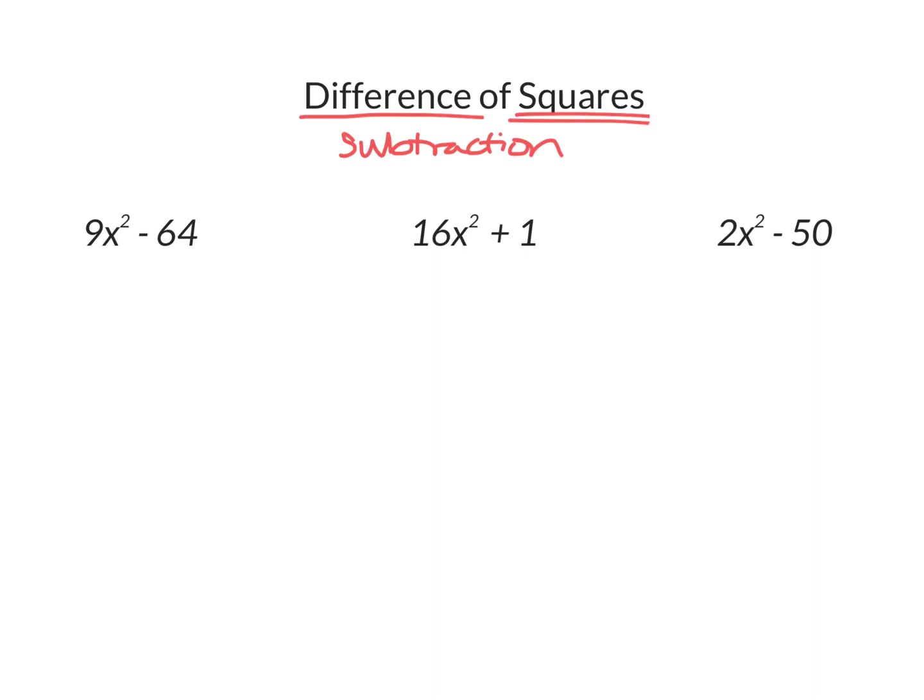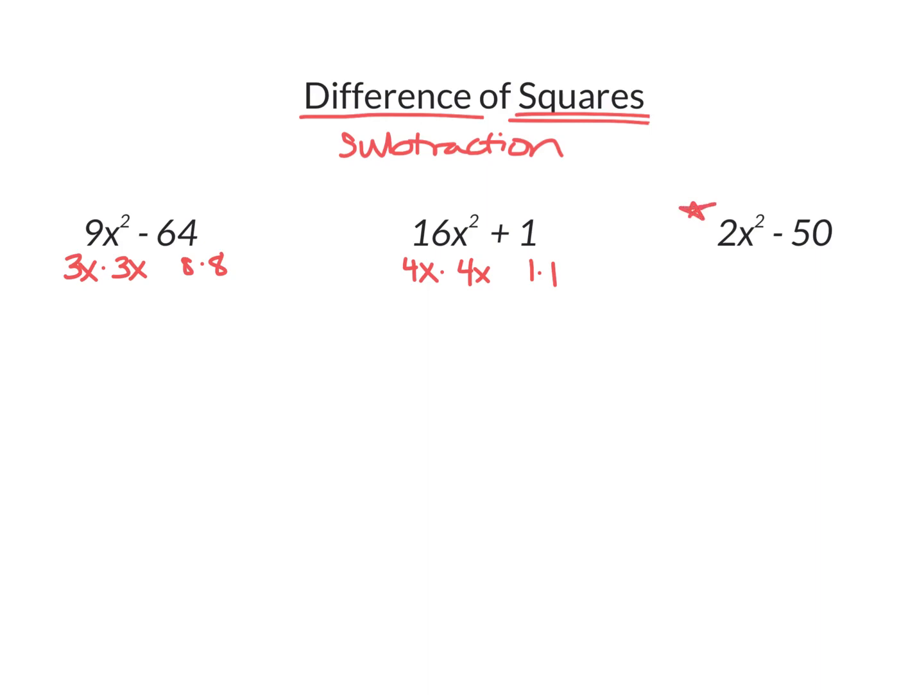So for instance, 9x squared minus 64, these are perfect squares because I can make them 3x times 3x, and 64 can be 8 times 8. All right, the same thing with 16x squared, that can be 4x times 4x, and 1 is a perfect square, 1 times 1. This last one's got kind of an issue going on, so we'll hold on to it for a minute.